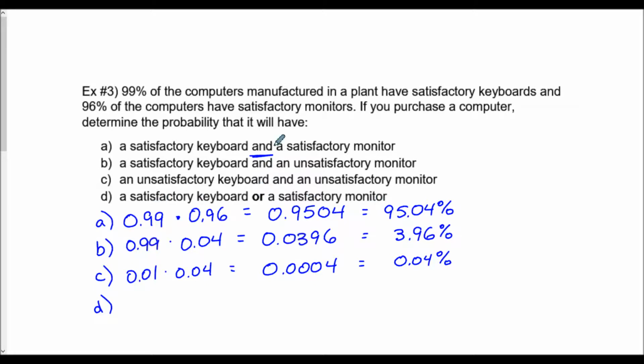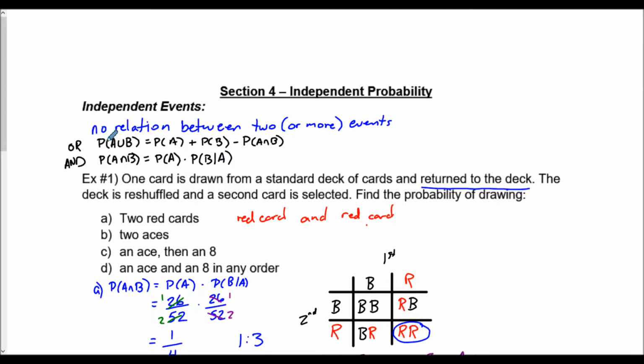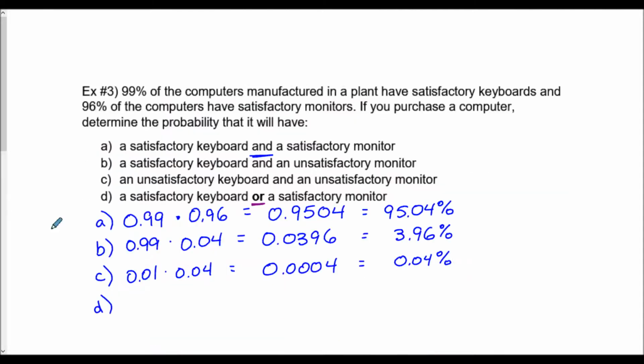Well, here's our keyword, "or." The formula for "or" is this addition probability. The probability of A or B happening equals the probability of A, add the probability of B, subtracting the probability of A and B happening.